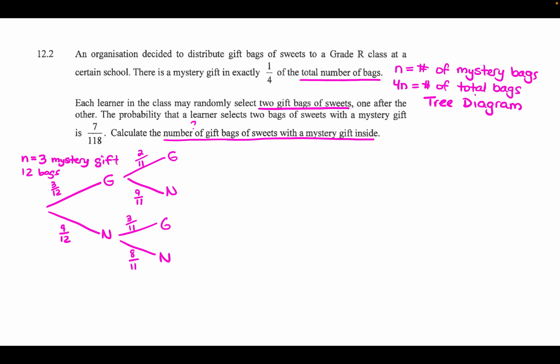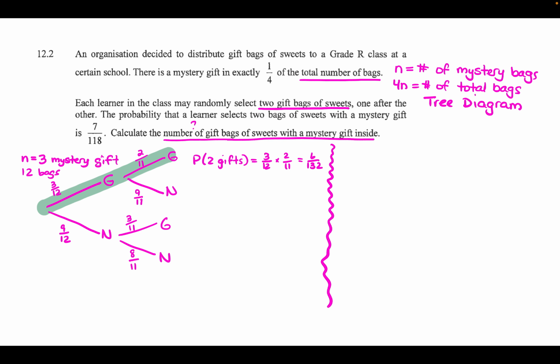Now, we don't need to fill in this whole chart. This is mostly just as an example, but to get the probability of 2 gifts, we would multiply those probabilities. So that would be 3 out of 12 times 2 out of 11, which would be 6 out of 132. So that is not the problem that we have here, because we actually don't know how many gift bags we have or how many mystery bags we have, but we are given that final probability.